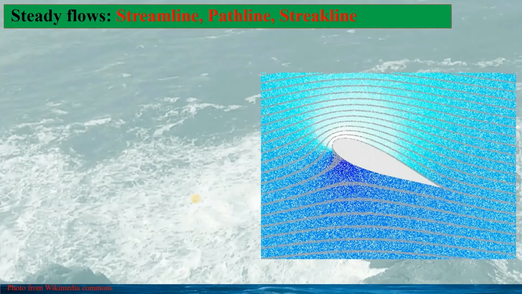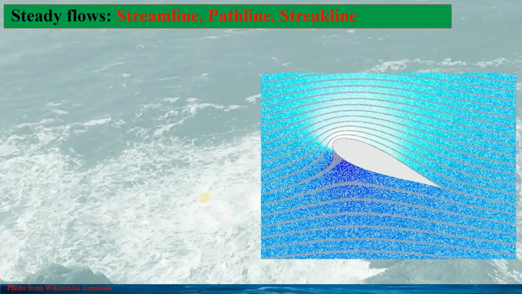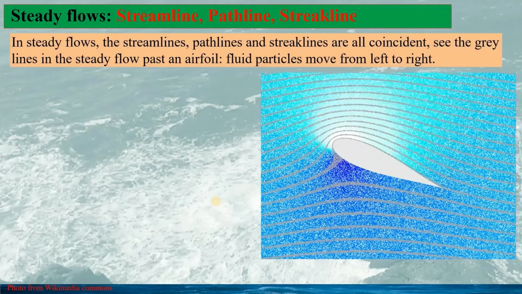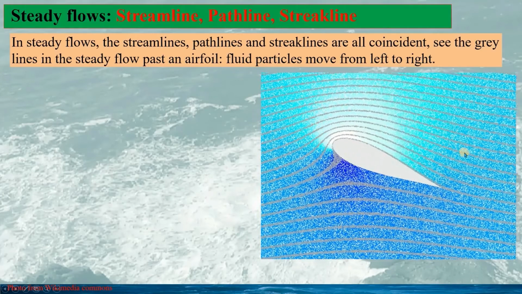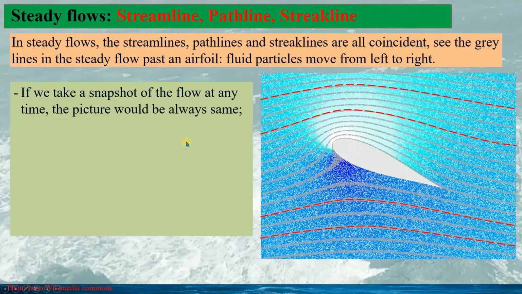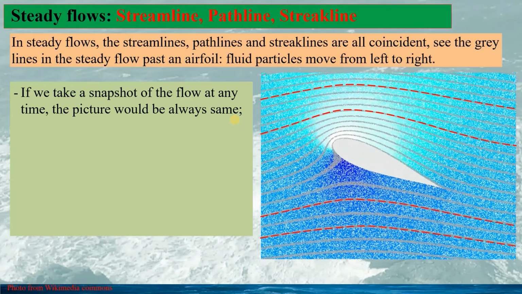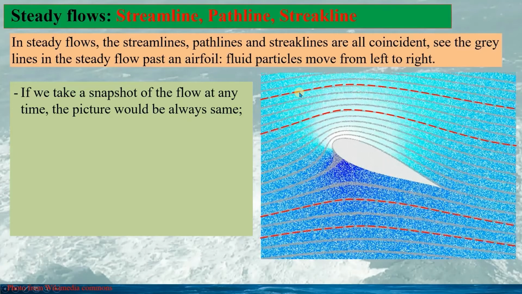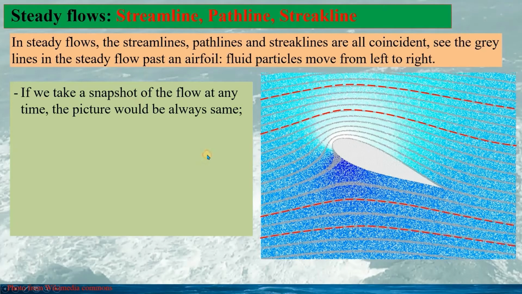In this slide, we will see that in a steady flow, the streakline, pathline, and streamline would all be coincident. See these gray lines in the steady flow past an airfoil. If we take a snapshot of the flow at any time, for a steady flow, the pictures would always be the same. Therefore, the streamline would be the same all the time.